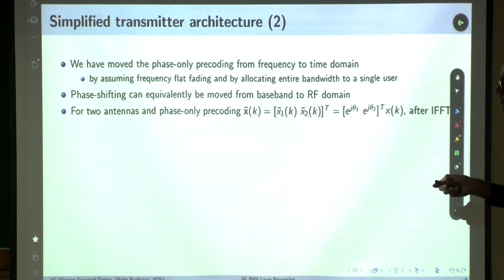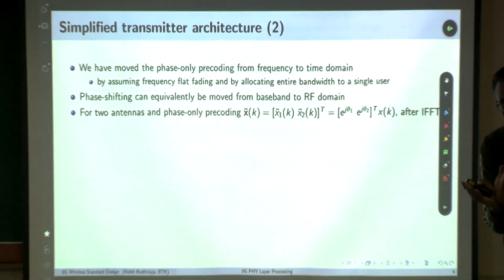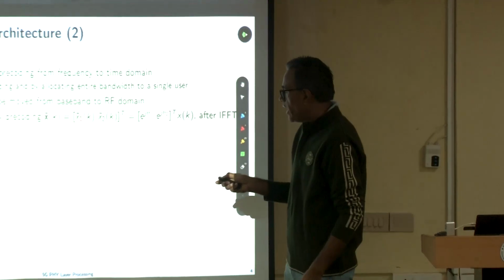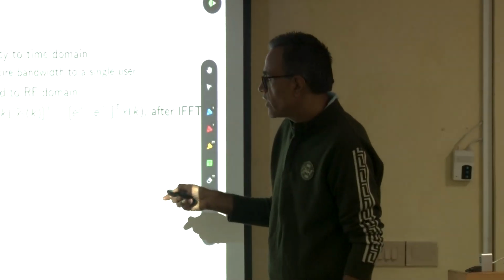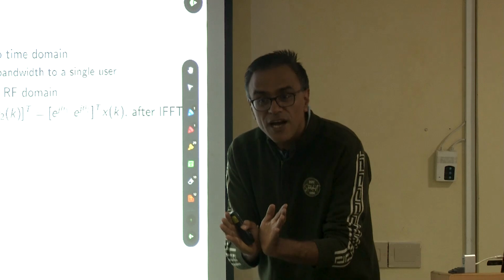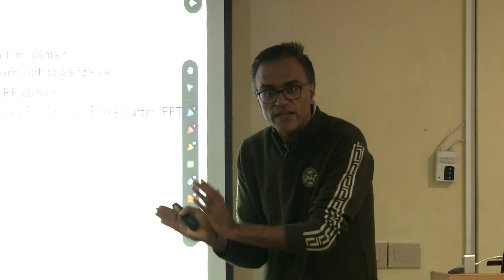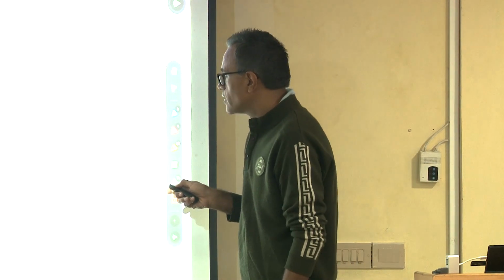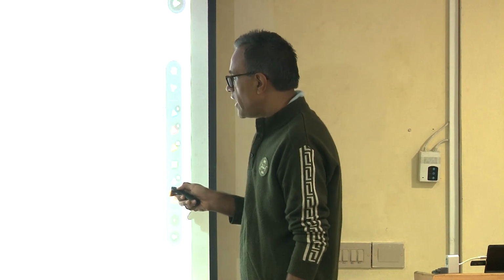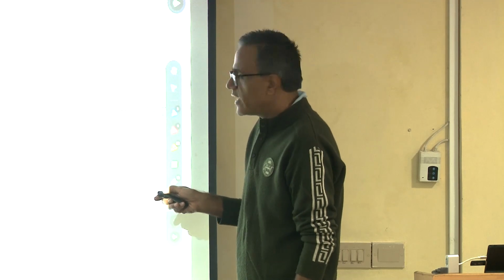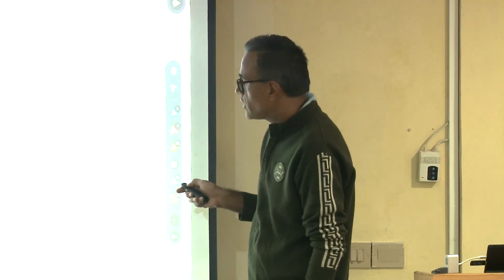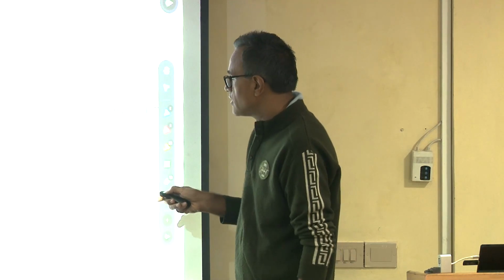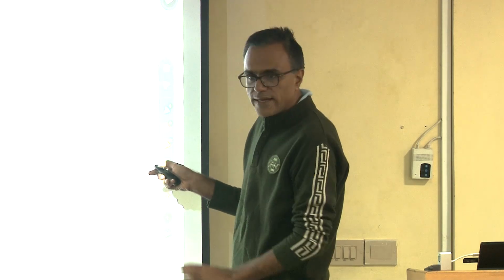From the two antenna system, what are you going to transmit? A precoded signal, x1 tilde of k and x2 tilde of k. Earlier we had only x tilde of k, which was e raised to power j theta into x of k. Now x1 tilde of k is e raised to power j theta 1 into x of k, and x2 tilde of k is e raised to power j theta 2 into x of k.